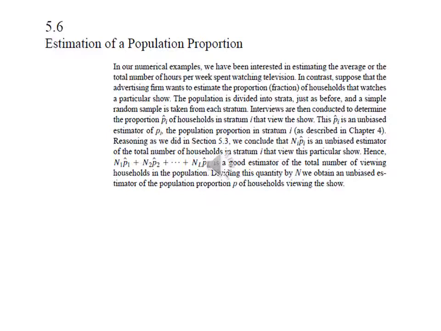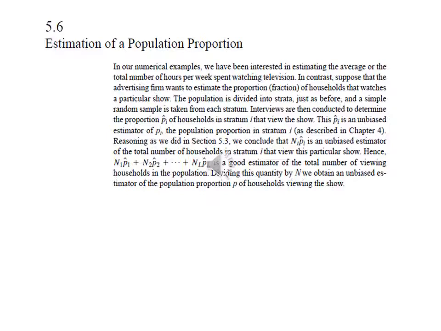In our numerical examples, we have been interested in examining the average or the total number of hours per week spent watching television. In contrast, suppose that the advertising firm wants to estimate the population fraction of households that watch a particular show. The population is divided into strata, just as before, and a simple random sample is taken from each stratum. Interviews are then conducted to determine the population proportion, denoted by p hat i, of households in stratum i that view the show or view the television. This p hat i is an unbiased estimator for p i, the population proportion in stratum i, as described in chapter 4.